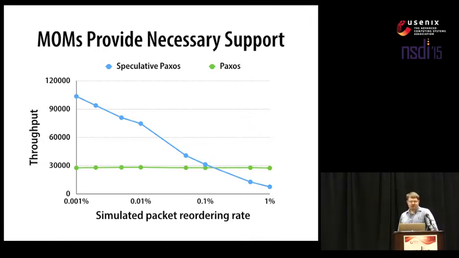Now, as you can see, Speculative Paxos is going to outperform Paxos until we get to a reordering rate of about 0.1%. It might be possible to improve this by optimizing the reconciliation protocol, which we haven't put a lot of effort into yet. So the obvious question is, do our MOM mechanisms provide the low rate of ordering violations that we need?